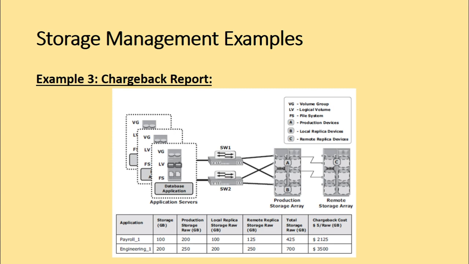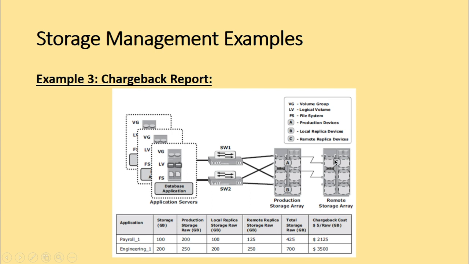Now this diagram shows the configuration deployed in a storage infrastructure. Three servers with two host bus adapters each connect to a storage array via switches, switch 1 and switch 2. Individual departmental applications run on each of the servers. Array replication technology is used to create both remote as well as local replicas. The production device is represented as A, the local replica is represented as B, and the remote replica device is represented as C.